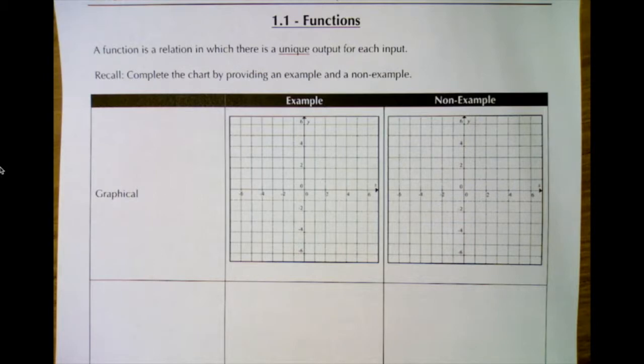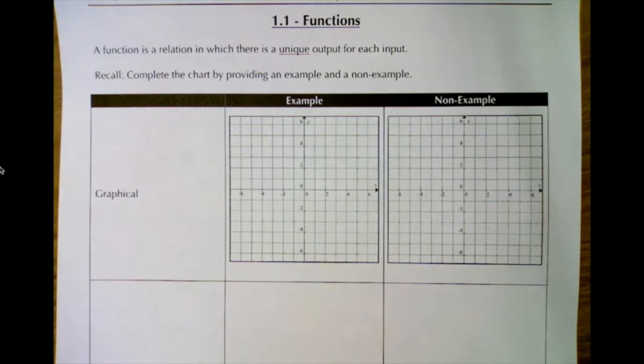The easiest way to describe it is that a function has a unique output for every input. That means that every x value will have one unique y value, not multiple. So I'm going to illustrate this through 5 different examples: 1 graphical, 3 numerical, and then 1 by looking at the equation. The first example is graphical.